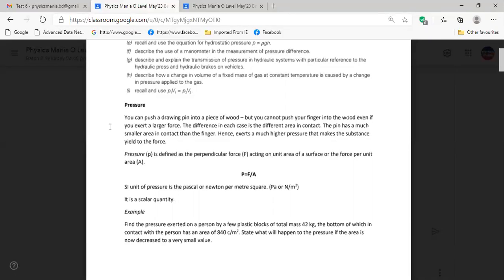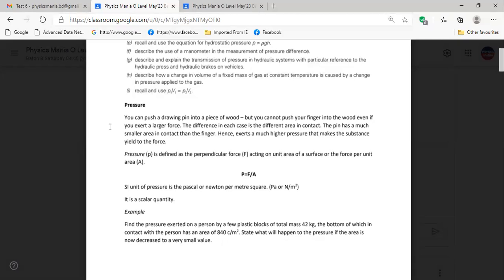Example: find the pressure exerted on a person by a few plastic blocks of total mass 42 kilograms, the bottom of which in contact with the person has an area of 840 centimeter square. What is this? Which one? 840. Area is centimeter square. Mistakenly, it is written centimeter per meter, no, square. It's a problem. Centimeter square. Okay.